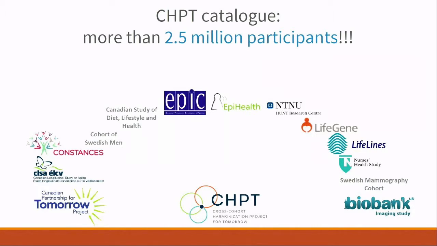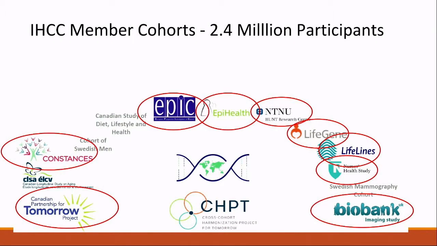So you can see many of these cohorts should be recognizable to you. And many of them are already part of the IHCC as well. So there are at least 9 cohorts, and these are some of the larger cohorts that have agreed to share information with the IHCC. So this includes almost 2.4 million participants. As I said, I'll just do a shout out for the Canadian cohort because I'm here.